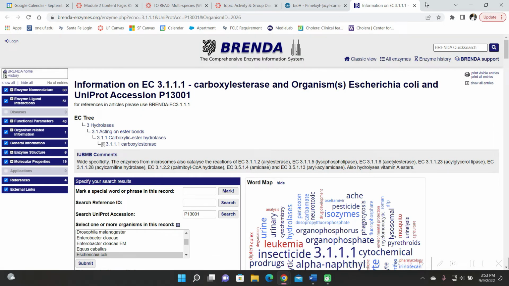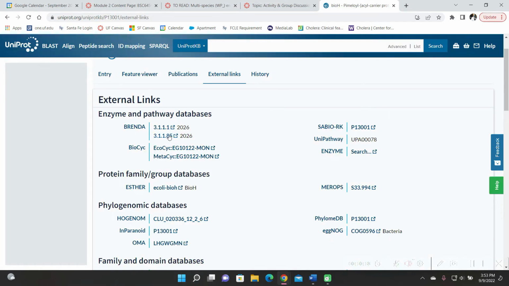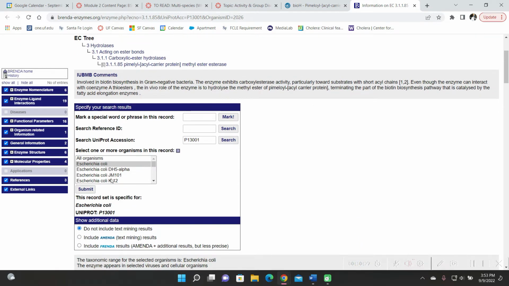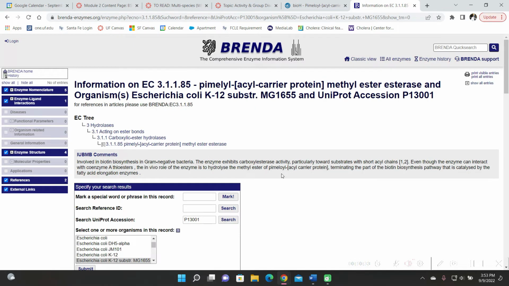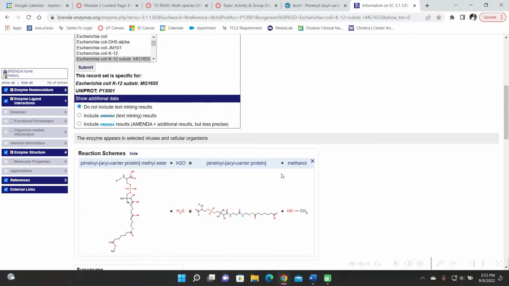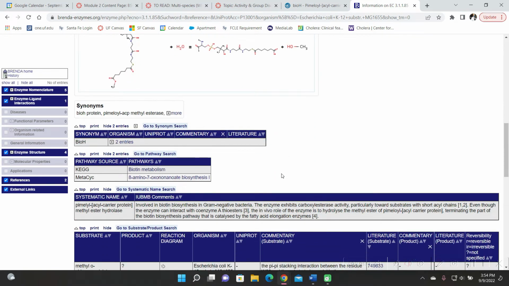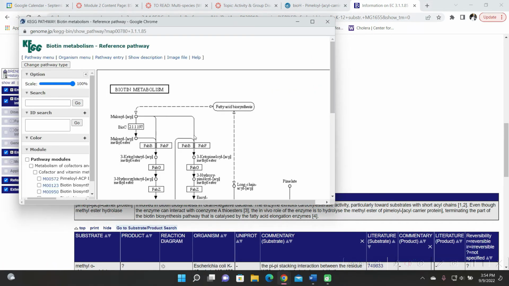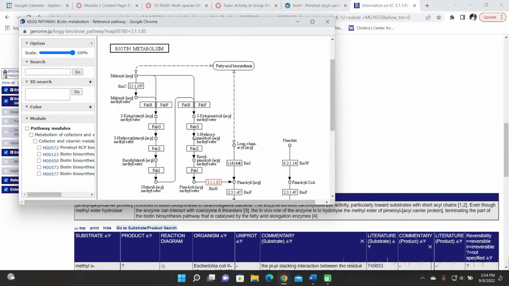I didn't use the first one because it was for a different enzyme than we needed. The second one was for methyl ester esterases, which is what BioH is. Then I specified for what specific E. coli strain we have. And when I scrolled to the bottom, next to KEGG, I saw a Biotin Biosynthesis link here. And it provided me a map, as well as EC numbers, which I thought was very helpful.